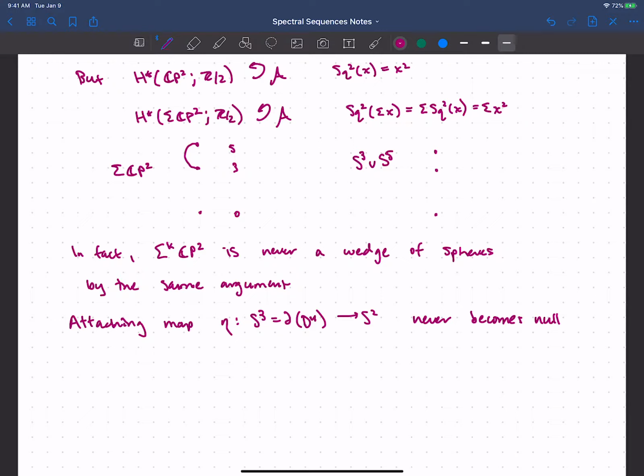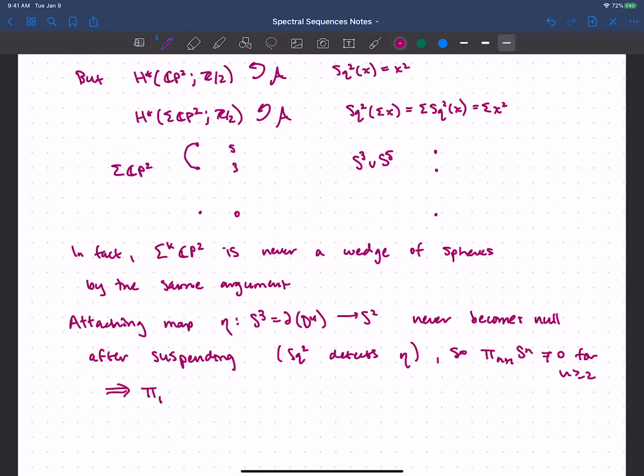Eta doesn't stand for Hopf other than in homotopy theory. But okay, so after suspending, this thing can't die. I'm saying Sq2 detects eta in a way. And so pi n plus 1 of Sn isn't 0 for n greater than or equal to 2, and that's how we learn that pi 1 stable had better not be 0.